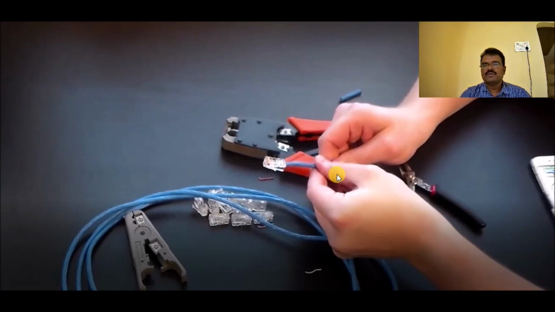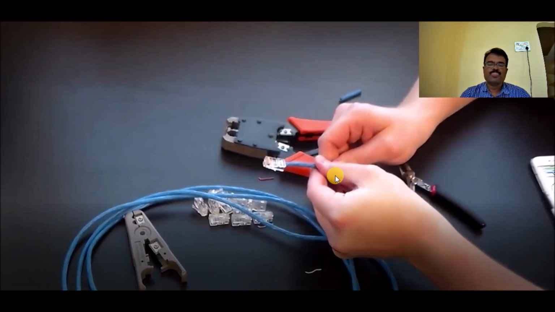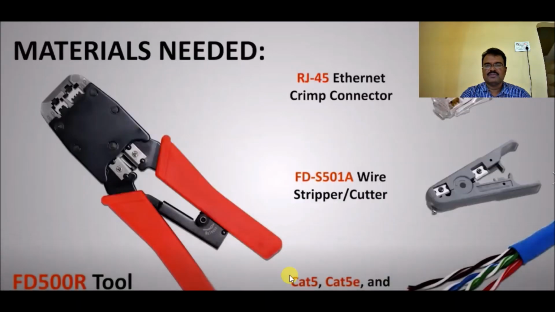In the crossover cabling, the first pin and second pin from one end are connected to the 3 and 6 pins respectively at the other end, and the 3 and 6 pin wires from one end are connected to the 1 and 2 pins at the other end. So this is the method of preparation of the crossover cabling. So thank you very much.